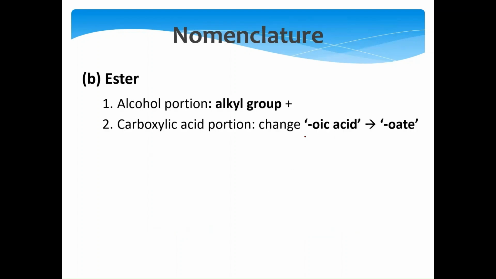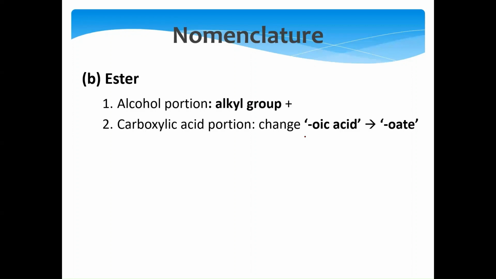Next, how to name esters. There are two parts to the naming of the ester. The first part comes from the alcohol portion, and the second part comes from the carboxylic acid portion. For the alcohol portion, we change the alcohol to alkyl. So if it's from ethanol, we change it to ethyl. And for the carboxylic acid portion, the carboxylic acid will change from oic acid to oate.